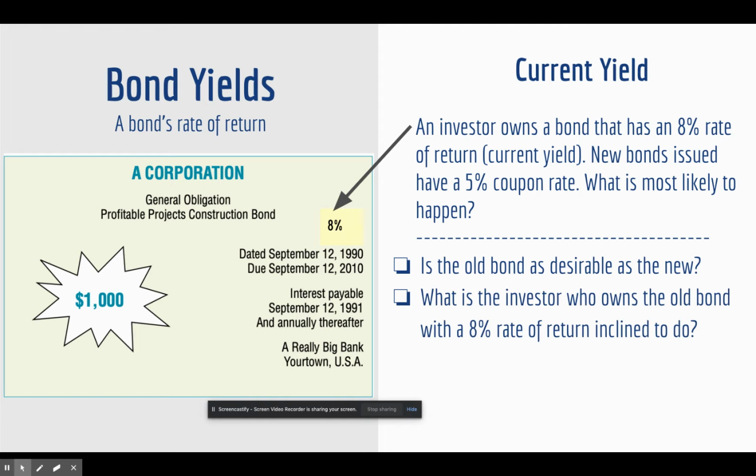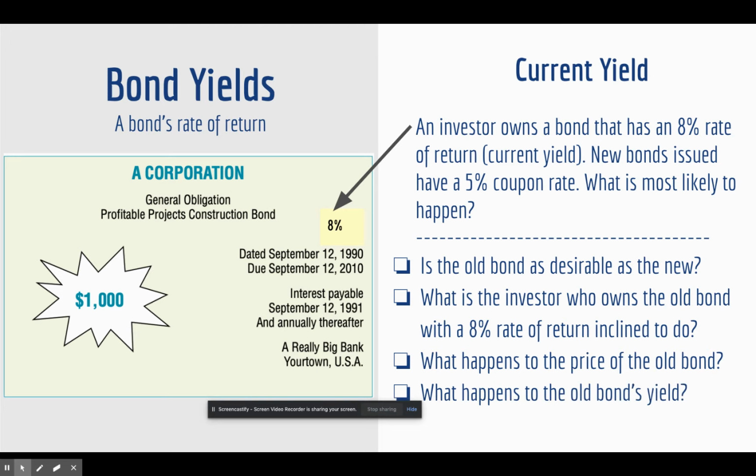What is the investor who owns the old bond with an 8% return inclined to do? Well, oftentimes they'll hold on to it since it has a higher yield than the newly issued bonds. Why would you sell a bond at 8% and go ahead and buy a 5%? Again, we're looking at this as kind of an isolated situation where you might be only buying one bond. What happens to the price of the old bond? Well, since its yield is greater than the newly issued bond, investors will tend to buy it, thus driving the price up. And what happens to the old bond's yield? The old bond's yield will decrease.